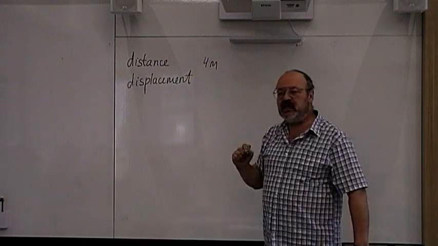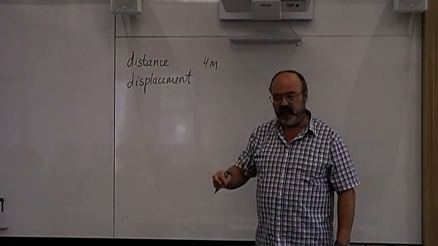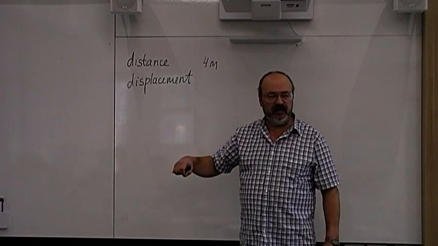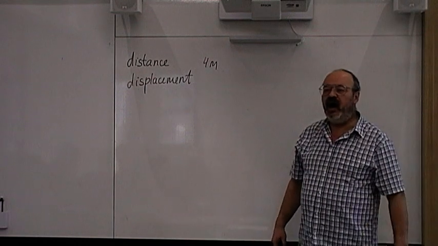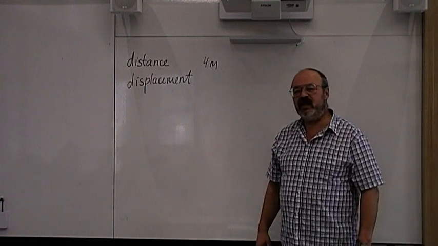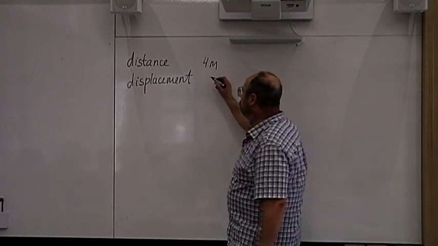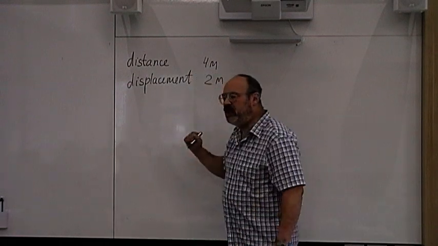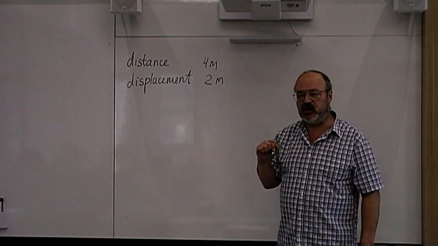And so distance is the length of path. The length of my path was 3 meters there, 1 meter back. But how far was I from my starting point? 2 meters. So displacement is a change of the position.